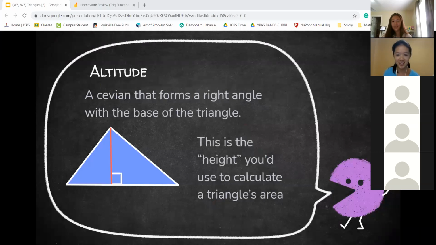Okay, the final Cevian, which hopefully is something you guys have already heard of, is an altitude. So this Cevian forms a right angle with the base of the triangle. So this would be like the height you use to calculate a triangle's area. And next slide, please.